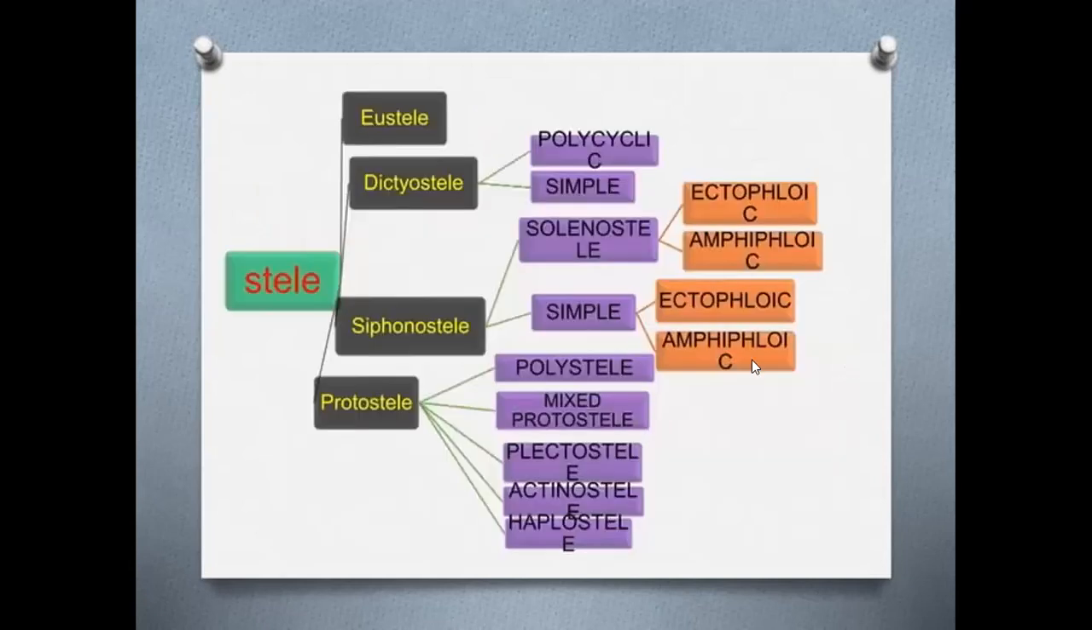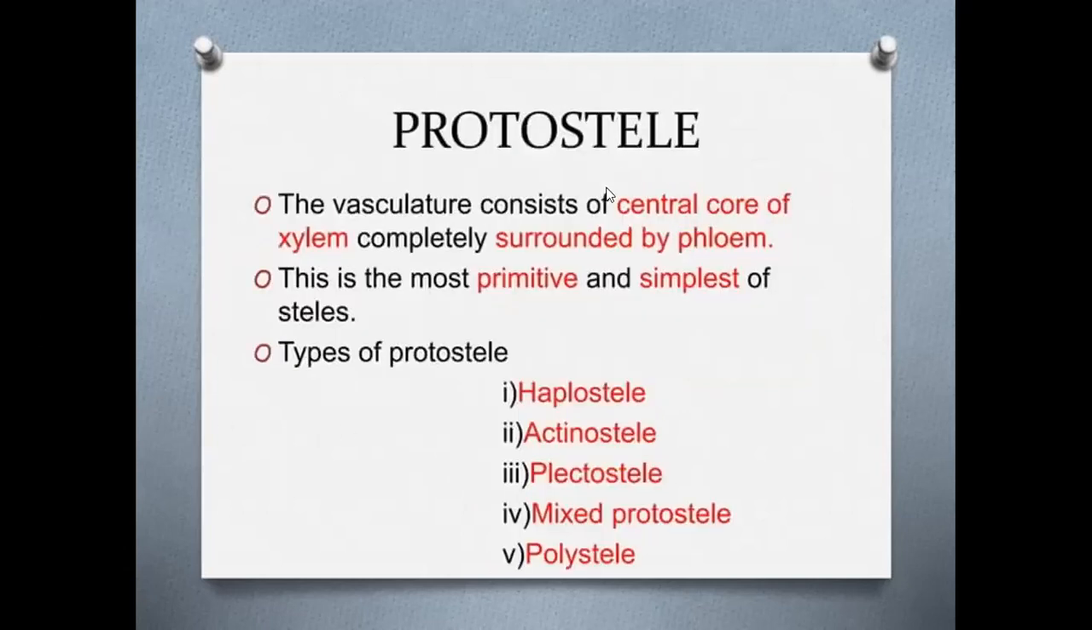In these pteridophytes, we come across many types of steles. Generally, the steles we discuss are the eustele, dictyostele, siphonostele and protostele. Among the protosteles, there are the mixed protostele, plectostele, actinostele and haplostele, and among the siphonosteles, the simple siphonostele or solenostele, the simple dictyostele, or the polycyclic condition. These are some of the stelar conditions we observe in vascular plants.